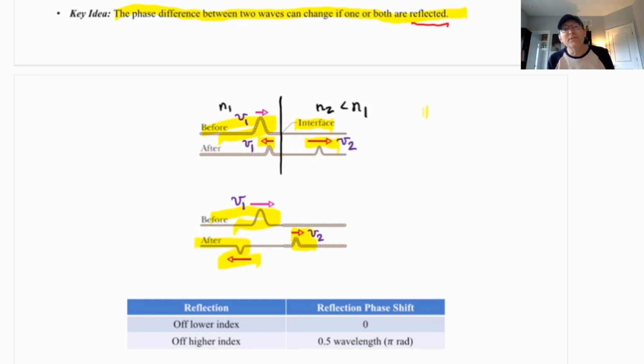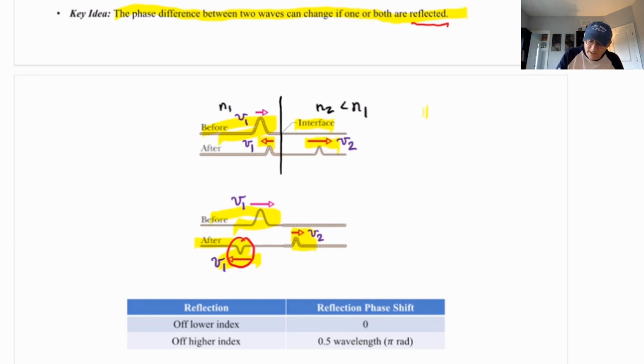But notice what happens to it. When the wave pulse reflects off of a thicker rope, the reflected pulse gets inverted. See that? That's a phase shift. It's a phase shift of pi radians, or a half a wavelength. You could think of it either way. Okay? Because the reflection occurred off of that thicker rope. And that's what caused the reflected pulse to be inverted.